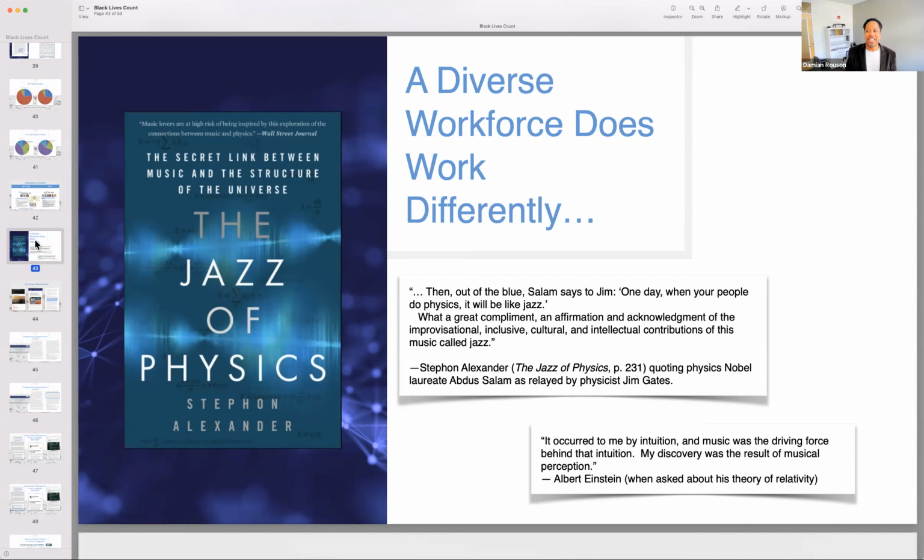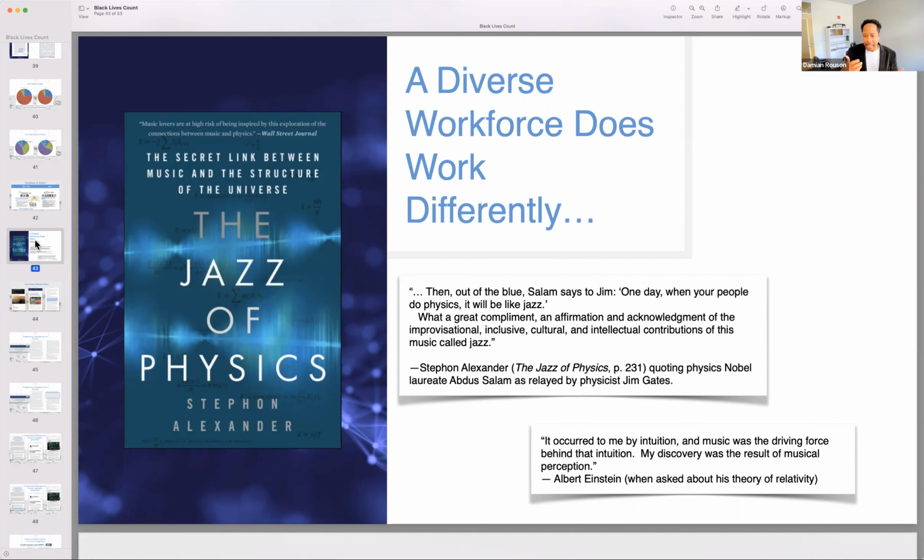Now, when you first hear that, it sounds kind of hokey probably, but when you read the book and realize that he has quotes from some of the top physicists saying kind of the same thing, Nobel laureates like Abdus Salam, who was speaking to Jim Gates, who's a Black physicist who was a student at the time that he said this: "So one day when your people do physics, it will be like jazz." I think to many eyes, maybe to more modern eyes, that probably sounds a bit patronizing, but I'll say that we have to take things in context. And in context, the listener definitely did not hear it as patronizing, heard it as a compliment.